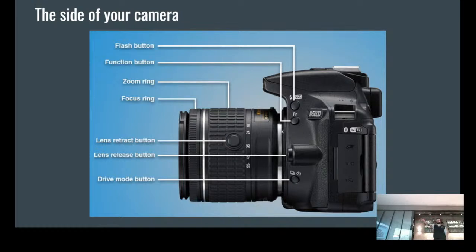The focus ring gives you control over that, whereas automatic focus, depending on the setting you have on the camera, will either focus on the target that you're picking or things around the target that you're picking, but it can fluctuate.